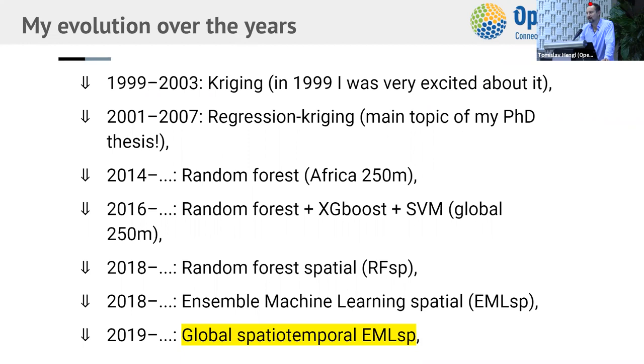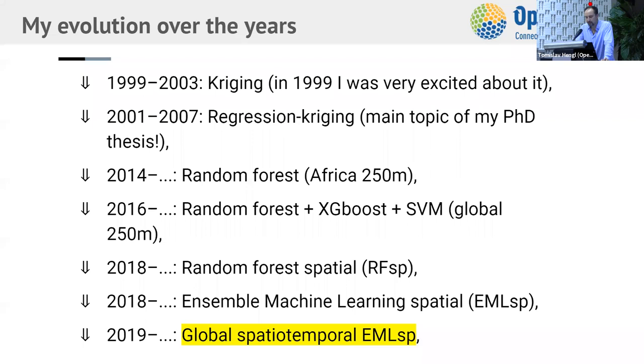You get identified with some weird abstract term that becomes your meme. So they will say, you are the regression Kriging guy. But then in about 2014, I did random forest, and we were doing soil maps of Africa. And then I said, okay, let's look at other methods, and I looked at XGBoost and support vector machines.